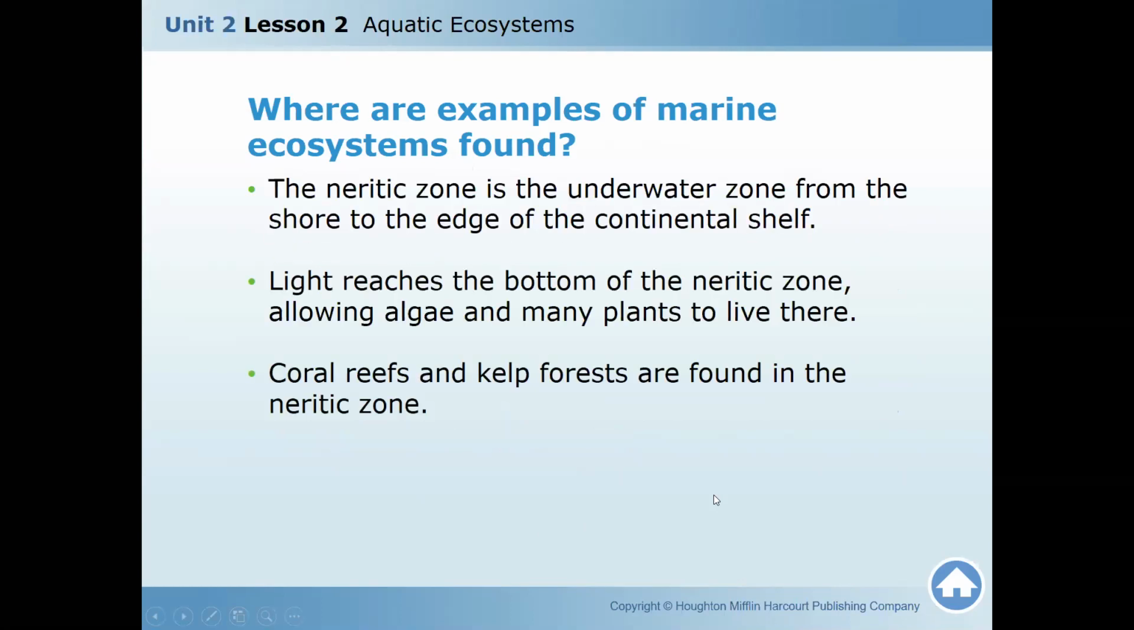What is the neritic zone? Okay, I told you about the intertidal zone. What is the neritic zone? The neritic zone is the underwater zone. You know the deep water? The underwater zone from the shore, the seashore, to the edge of the continental shelf.